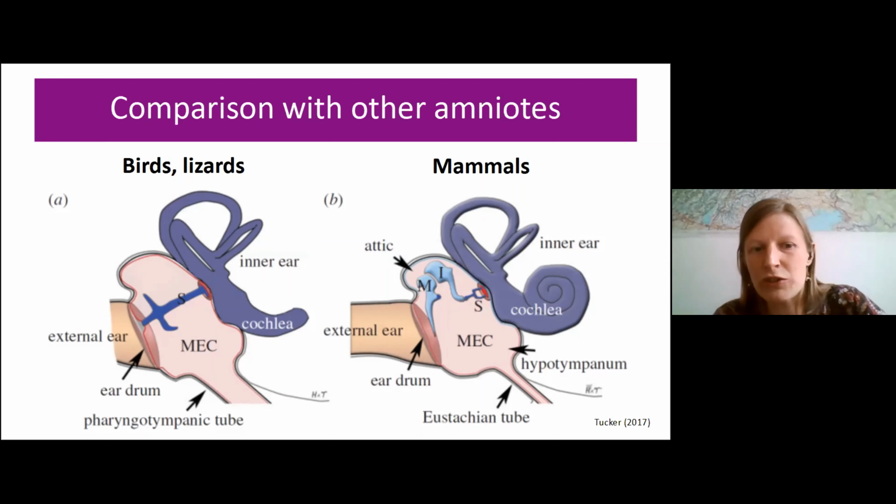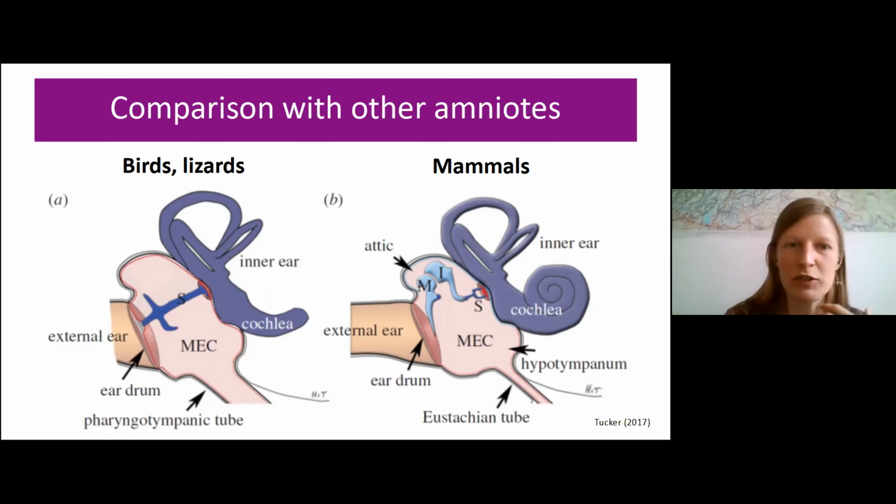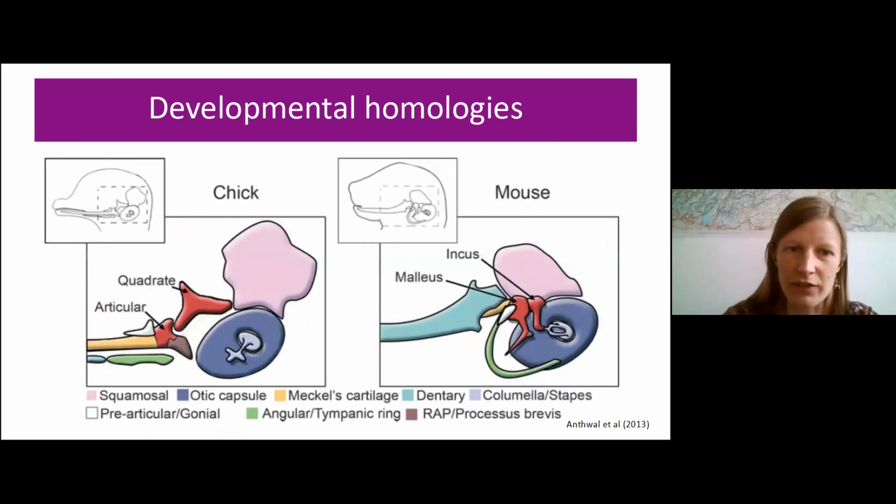When we try to see if there are homologies between mammals and non-mammals, on the right side you see a mouse, with the malleus and the incus in red. These bones are homologous respectively to the quadrate and the articular bones in birds, which are bones of the jaw joints. Also the green bone in mammals is the tympanic ring, where the eardrum is attached, whereas in birds it corresponds to the angular bone, which is a bone of the jaw.